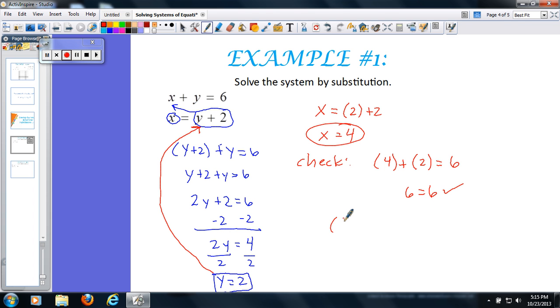So my answer then is a point, because remember, when we did these originally, we graphed them. Where the two graphs met, it was a point, which was our solution. So again, I'm going to write this as a point. So it's going to be the point (4, 2), and this is my answer. Okay, so now I'm going to go to example number 2.